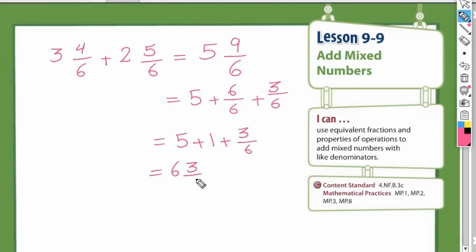Can I keep 3 out of 6 like this? No. Why, teacher? We have to put it in simplest form. Keep 6 as it is. Now I will divide the top and bottom by the greatest common factor between 3 and 6. 3 can be divided by 3. 6 can be divided by 3. 3 divided by 3 equals 1, and 6 divided by 3 equals 2. So the sum will be 6 and 1 out of 2.